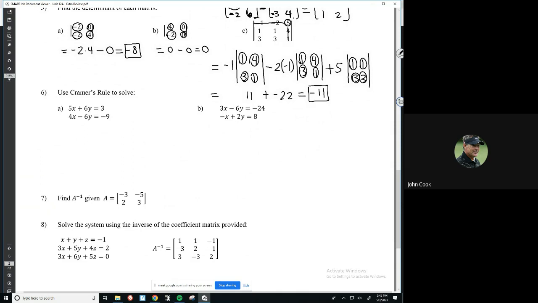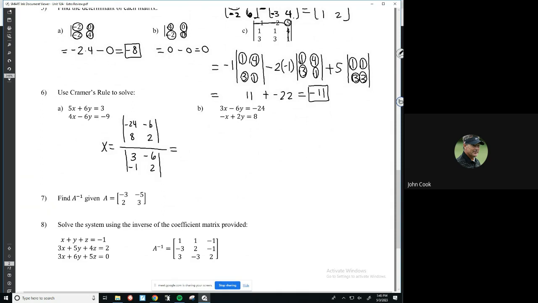All right, so let's see the coefficient matrix. So let's solve for x. X is going to be equal to the determinant of the coefficient matrix, which would be 3, -6, -1, 2. And then the same thing in the top, but we replace the x column with the solution, so -24 and 8, and then -6 and 2. These aren't going to be too bad, I guess. We'll see.